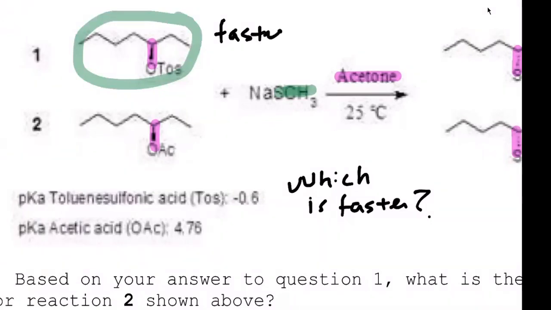Right, if you compare the pKa's, you're exactly right. It's got a minus 0.6 pKa, and then the acetate leaving group has 4.76 pKa. So the lower the pKa, the better the leaving group. So the tosylate is a much better leaving group. So yes, the top reaction will be faster. Good. All right, let's go to the next question.